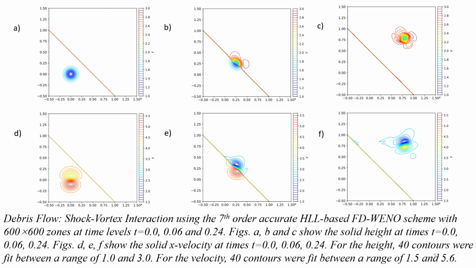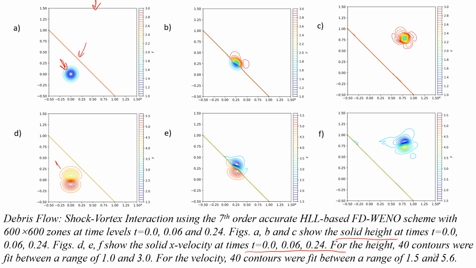And then for the multi-phase, multi-component debris flow model, we've gone ahead and done a shock vortex interaction. The top three panels show you the solid height at different times, 0.06 and 0.24, and the bottom panels show you the x velocity of the flow. And you can see that initially, at time t equals 0, the vortex is set up and it's ready to go into interaction with the shock.